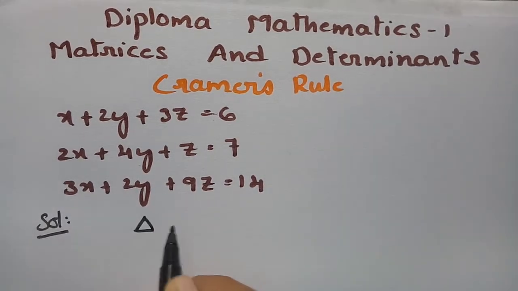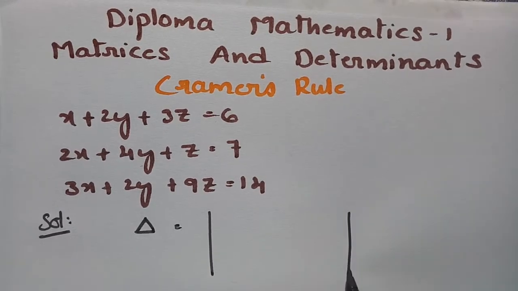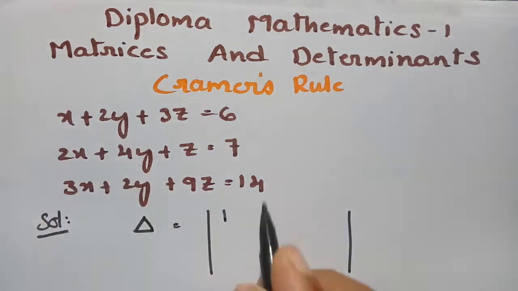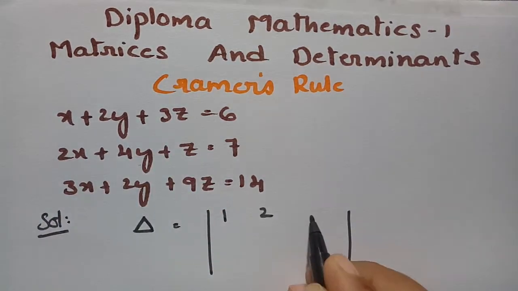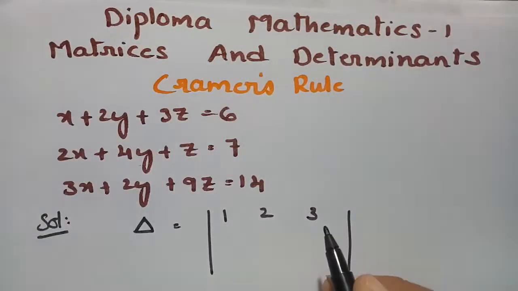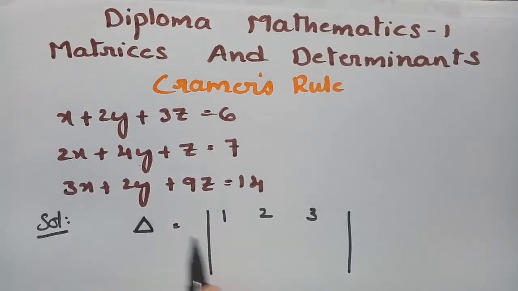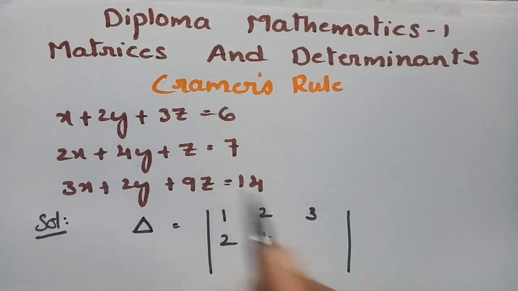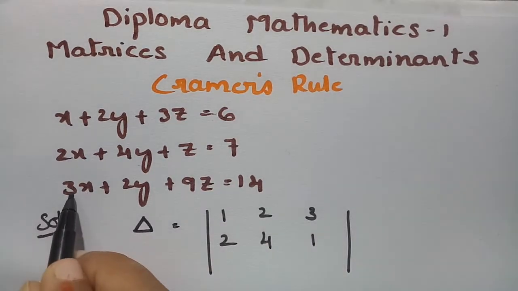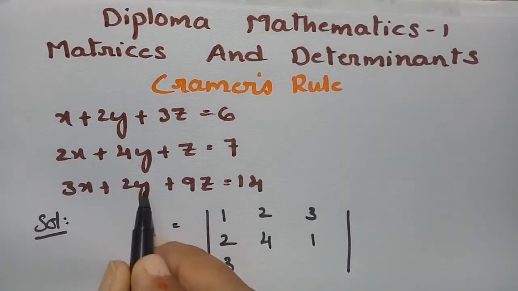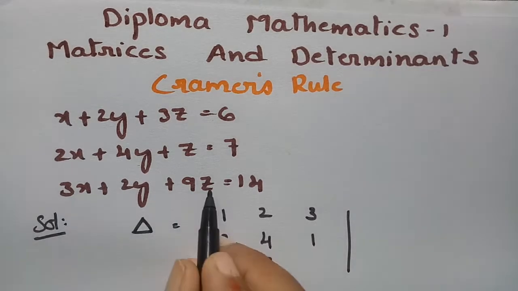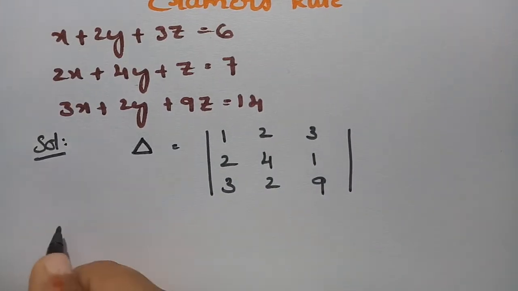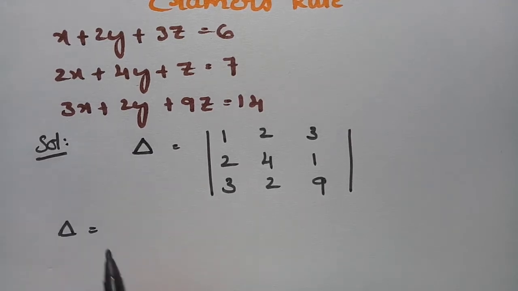First of all, I have to frame delta. The delta has the coefficients of x, y, z as 1, 2, 3 in the first row. In the next row, the coefficients are 2, 4, 1. And in the third row, the coefficients are 3, 2, 9. So first, I have to frame the delta.